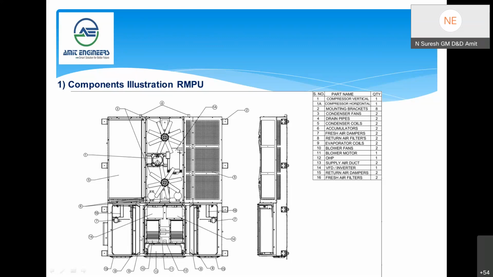There are two evaporator coils here, placed on both sides of the blower fan. And the blower motor is a double shaft blower motor. Number 12 is OHP, overheat protection for the heater. And there is a small duct placed inside the unit for the supply of the fan.